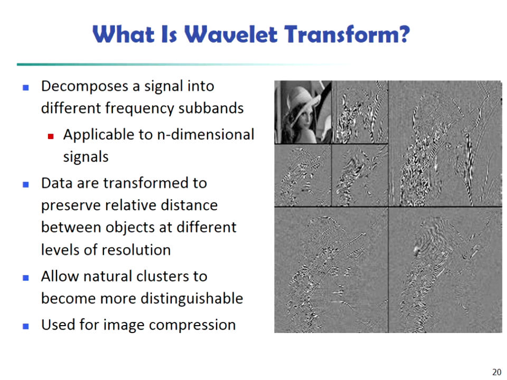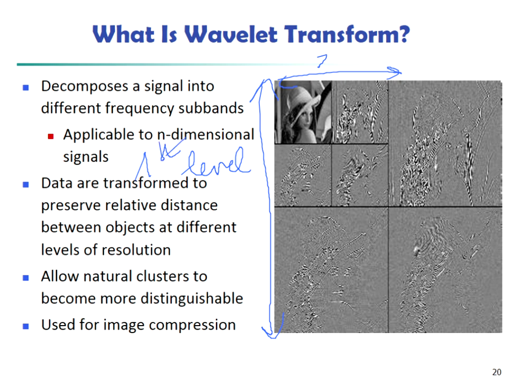The wavelet transform decomposes a signal into different frequency subbands. It is applicable to n-dimensional signals. The data are transformed to preserve relative distances between objects at different levels of resolution. This one is the first level, where we divide the image by 4. This one is the second level, and so on. Wavelets allow natural clusters to become more distinguishable and are used for image compression.